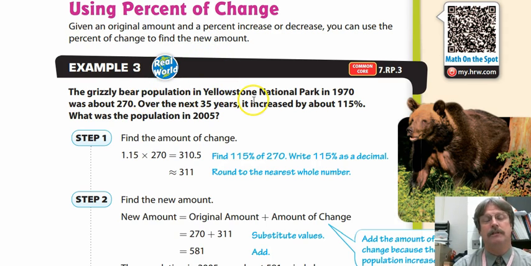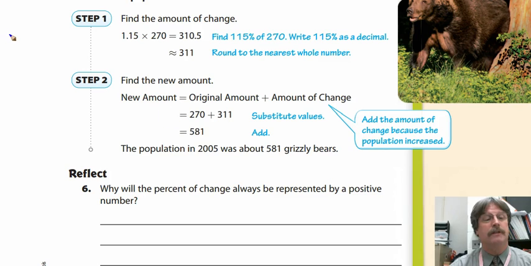The grizzly bear population in Yellowstone National Park in 1970 was about 270. Over the next 35 years, it increased by 115%. What was the population in 2005? So we highlight our information. We've got 270, increased by about 115%, and what was the population? The first step they did was take 115% and divide it by 100, because we wanted to get this to a decimal. So that's 1.15. That's where this comes in right here.